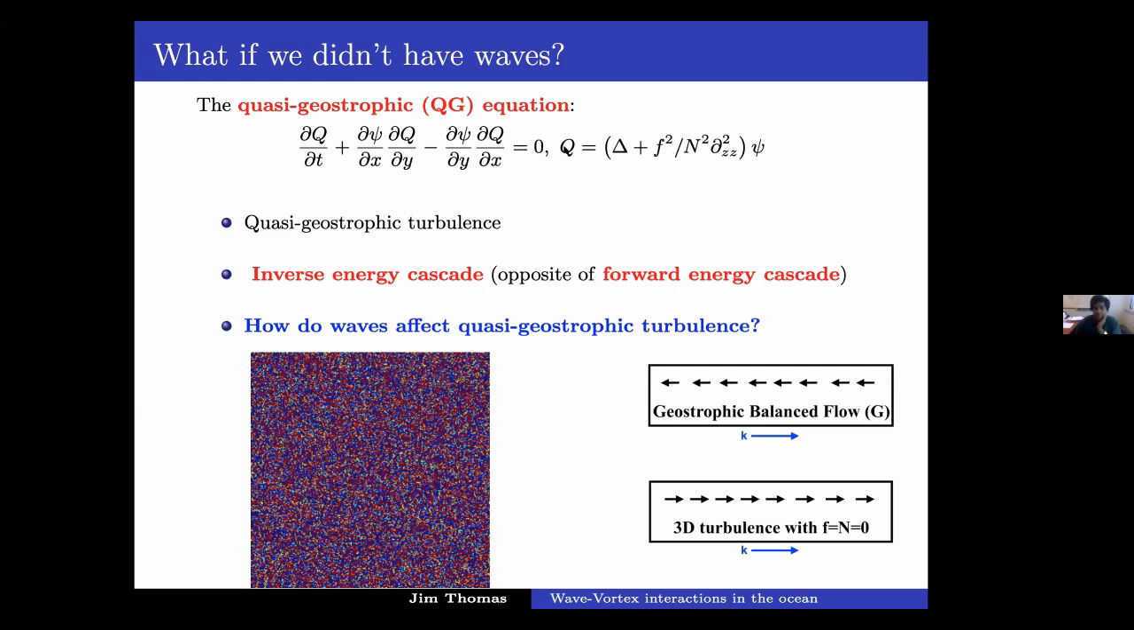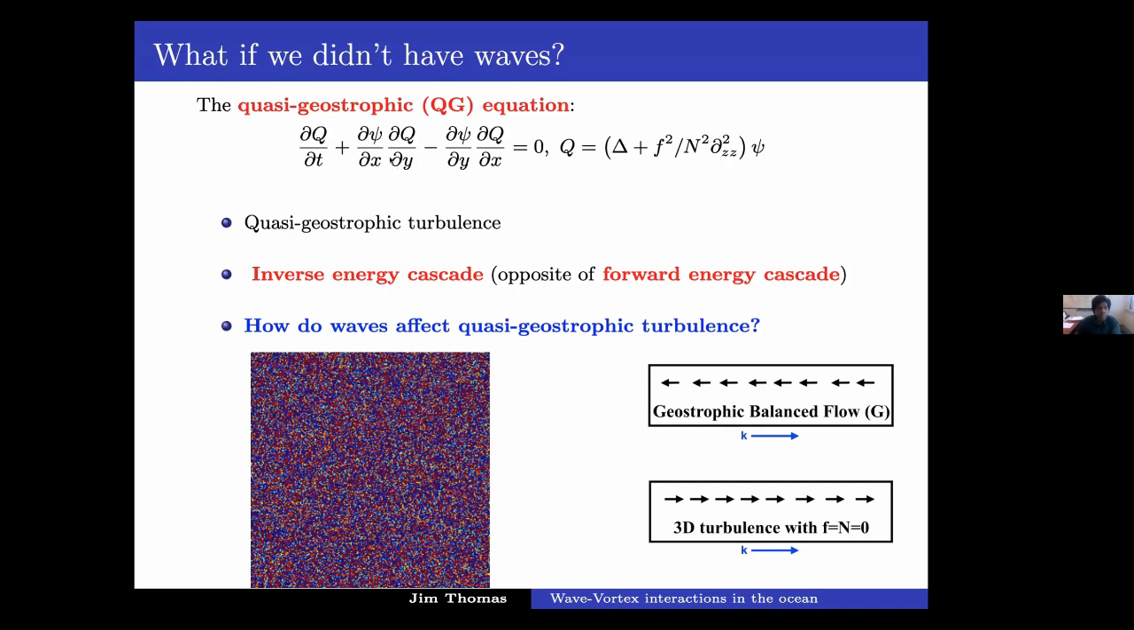Q is related to the stream function by this relationship, and Q is advected by the stream function by this equation. You can see how it's very similar to the 2D vorticity equation or 2D Euler. A single component Q is evolved via the stream function, and if you knew Q, you could get the stream function by this relationship, and you could time step this reasonably fast.